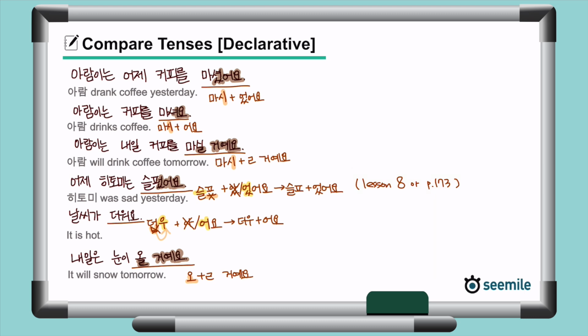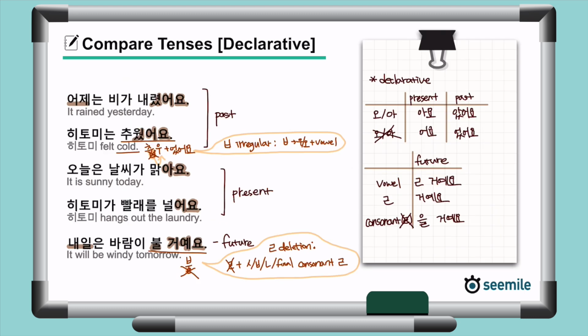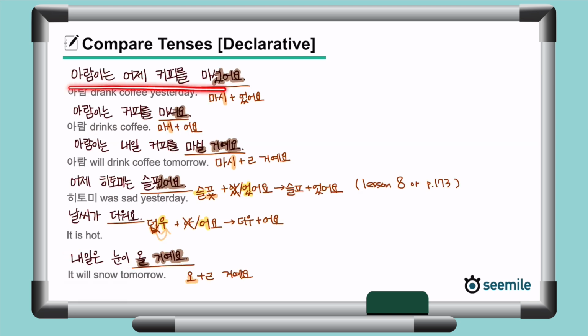Good job! As a review, repeat after me out loud. 어제는 비가 내렸어요. 히토미는 추웠어요. 오늘은 날씨가 맑아요. 히토미가 빨래를 널어요. 내일은 바람이 불 거예요. 아람이는 어제 커피를 마셨어요. 아람이는 커피를 마셔요. 아람이는 내일 커피를 마실 거예요. 어제 히토미는 슬펐어요. 날씨가 더워요. 내일은 눈이 올 거예요.